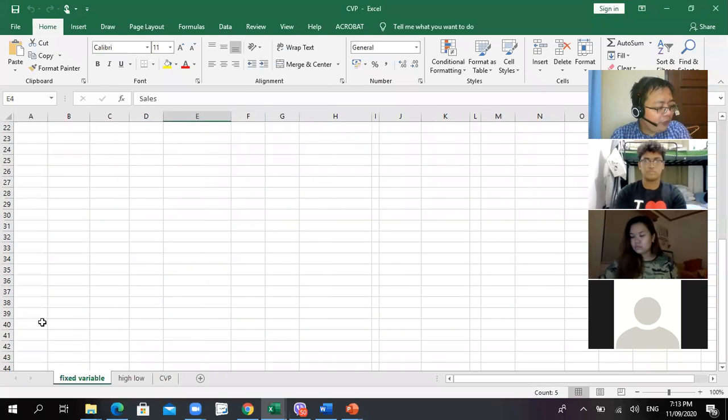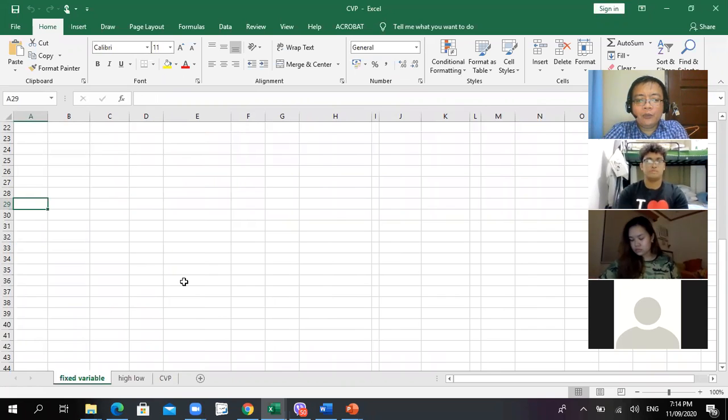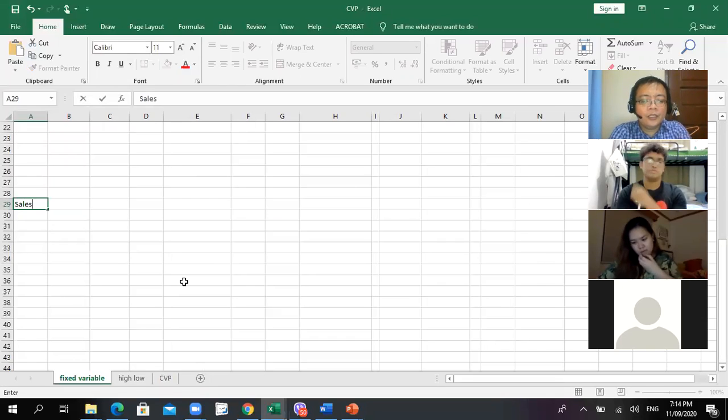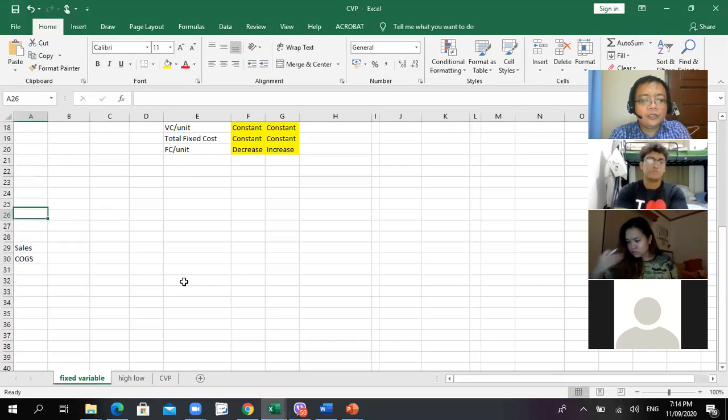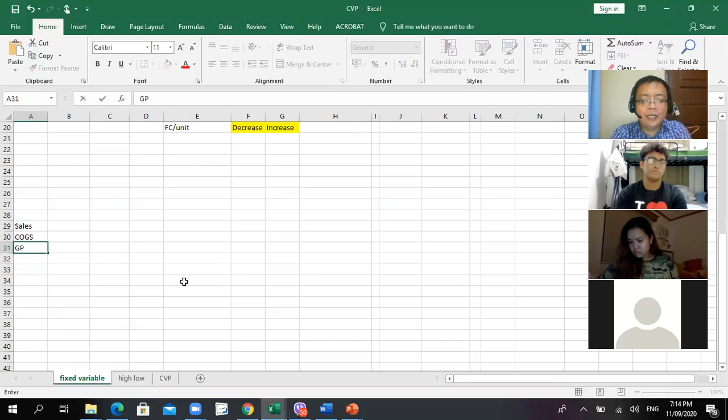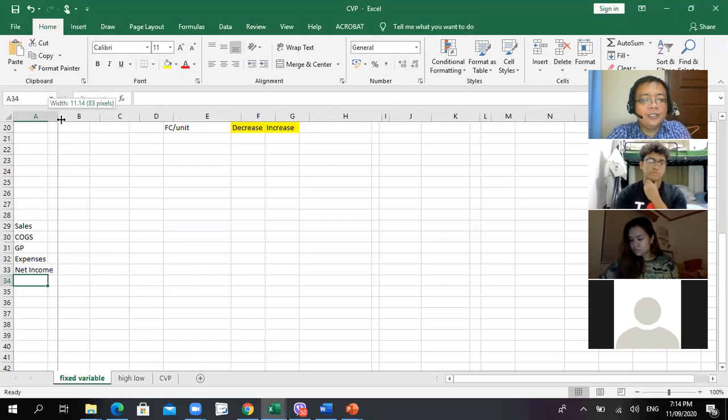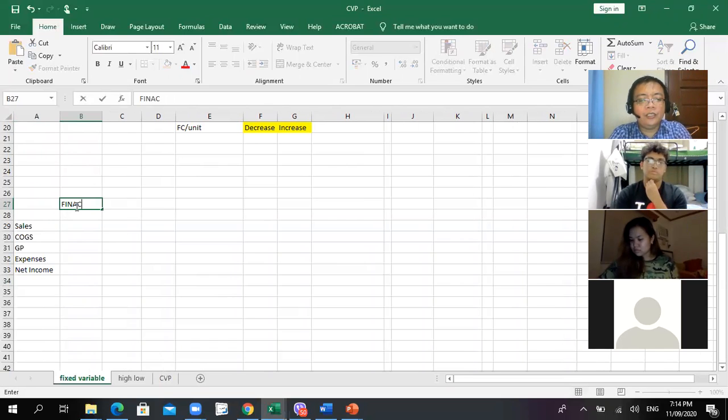So in terms of financial accounting, what is the usual thing we do in computing our net income? You have your sales, right? Minus cost of goods sold, and you have your gross profit. And you have your expenses, and you have your net income. This is what Sir Jossart taught you, right? So basically, this is your financial accounting, or what you call FINAC.